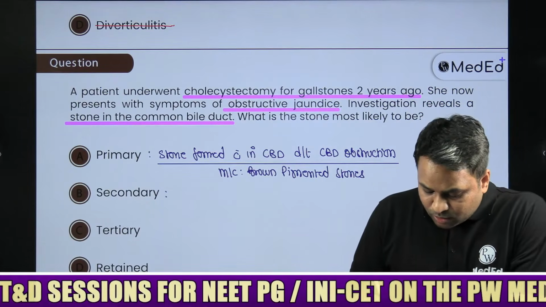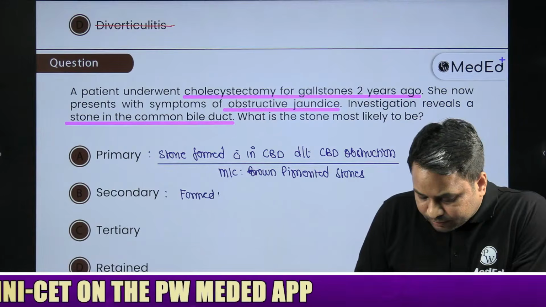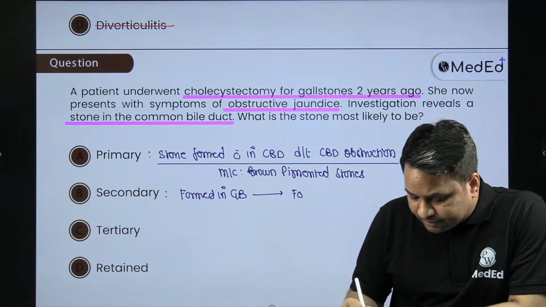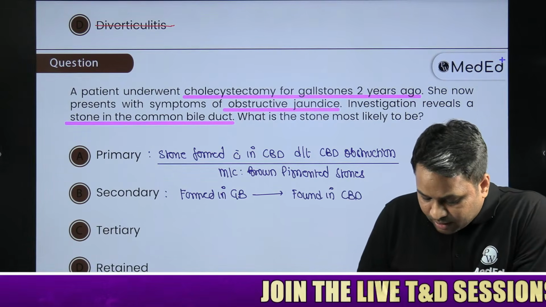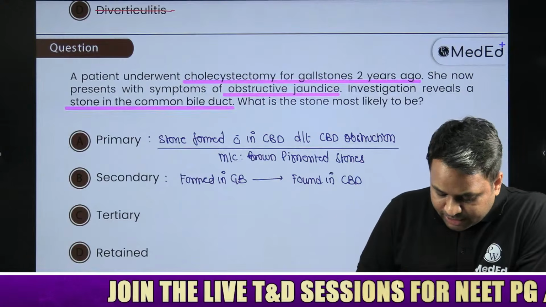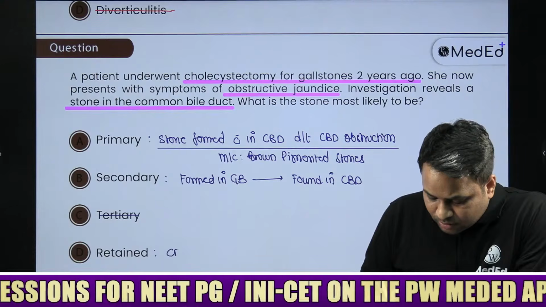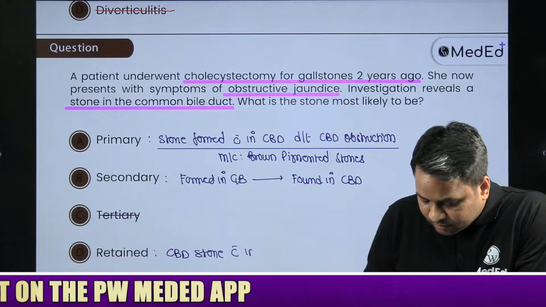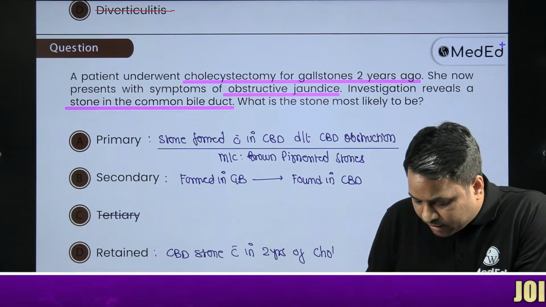Now, secondary CBD stones are formed in the gallbladder but found in the CBD. This is secondary. There's nothing called a tertiary as such, but we do have a retained CBD stone. That is a CBD stone within 2 years of cholecystectomy.